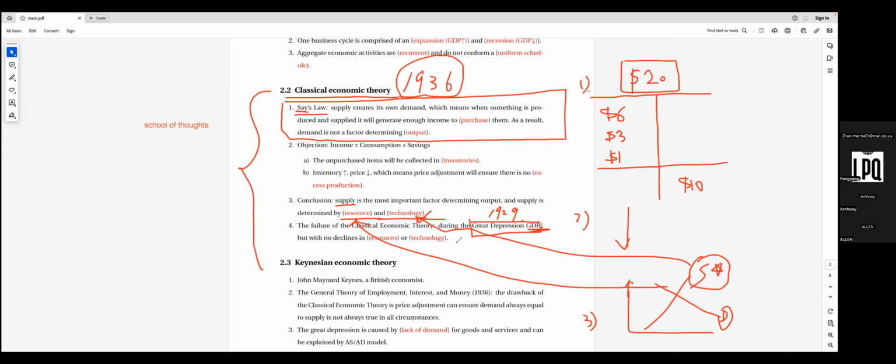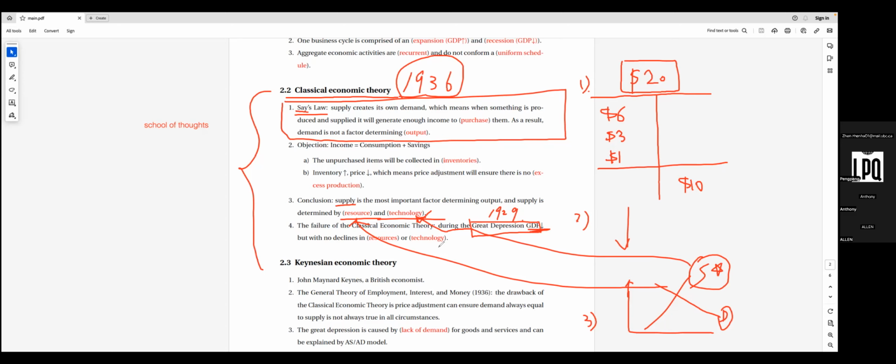So that means if GDP increases, that must be due to either an increase in resources or an increase in technology level. If we consider this the opposite way, then if GDP decreases, the reason must be either a decline in resources or a decline in technology.